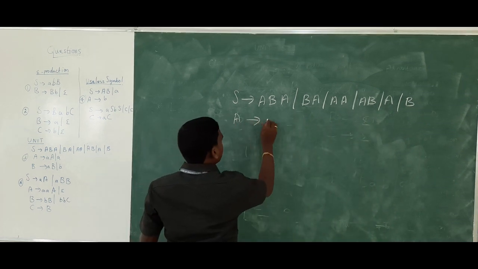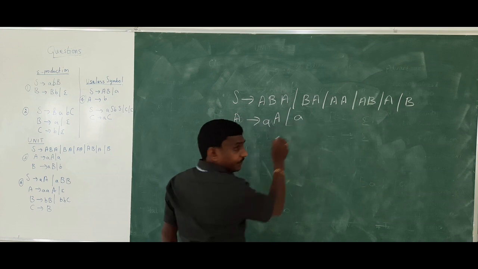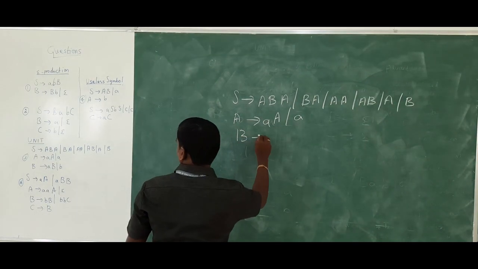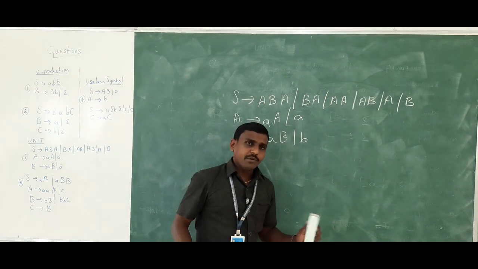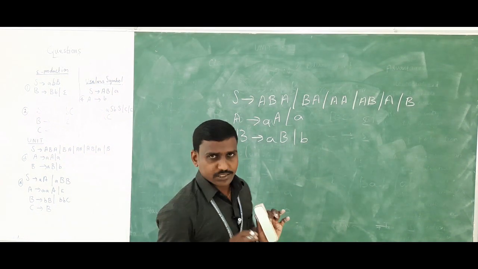A tends to A/A and B tends to AB/B. You take this grammar. Before that, I am going to tell you what a unit production is.